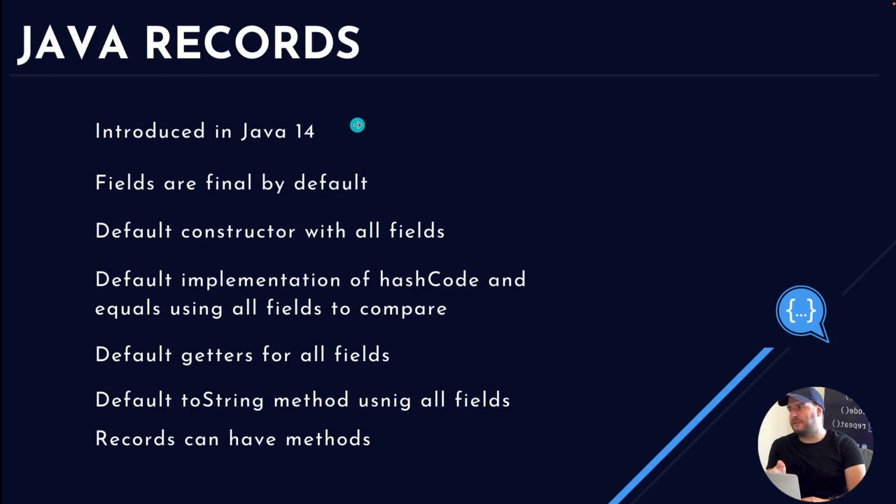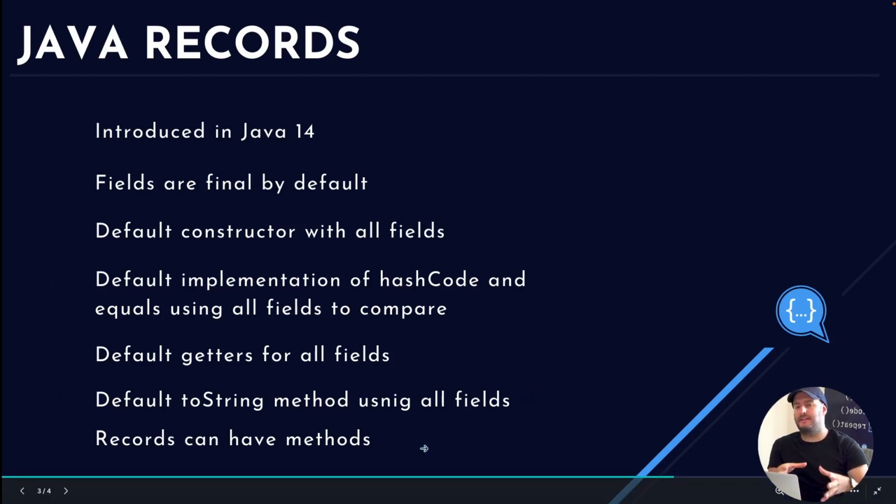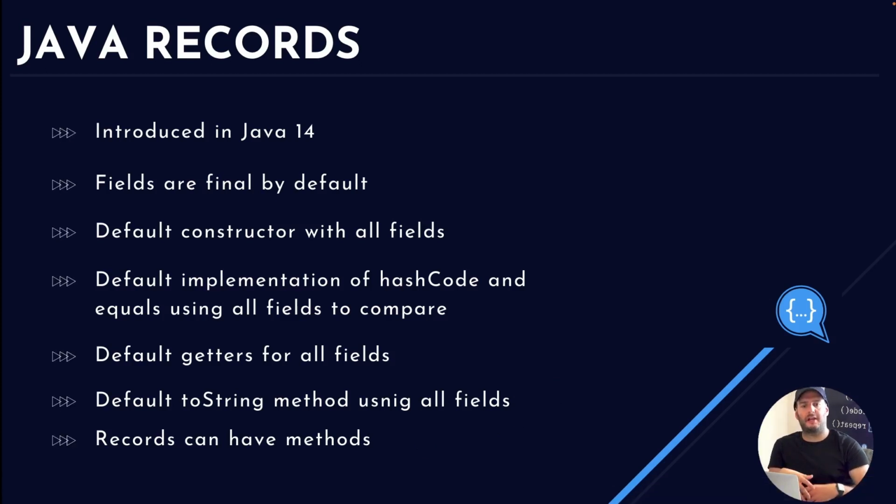Okay, so what are the features of records? Records have fields that are by default final and private. They also have a default constructor for all the fields. They implement by default the hashCode and equals methods by using all the fields to compare. They also have default getters for all the fields. There is a default toString method that also uses all the fields. And finally, you can actually have methods on the records. So even though they are data classes, you can have methods in them.